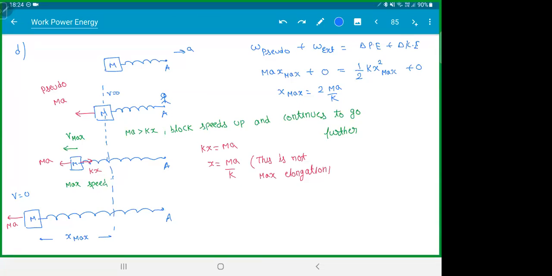Clear? Any doubts on this question? It's a pretty good one. So you're pulling with constant speed, you're pulling with constant acceleration. It works out. Can I go ahead? Next one.